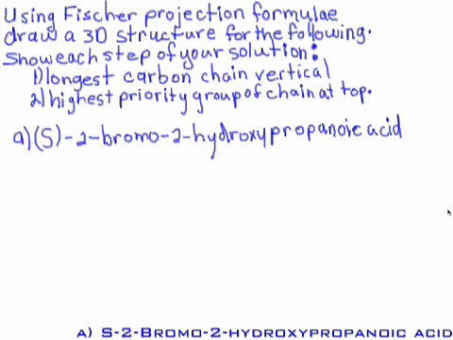In question A, you were asked to draw a three-dimensional structure of S-2-bromo-2-hydroxypropanoic acid. In order to solve this question, the first thing you do is ignore the chirality, S, and just simply draw a structure for 2-bromo-2-hydroxypropanoic acid. Well, propanoic acid is based on a 3-carbon chain, propane. So I draw that, 3 carbons.